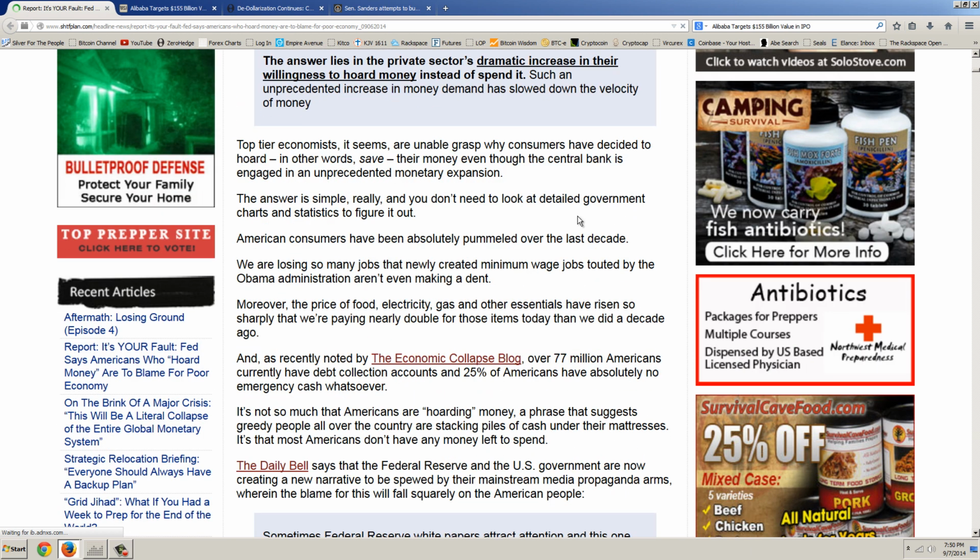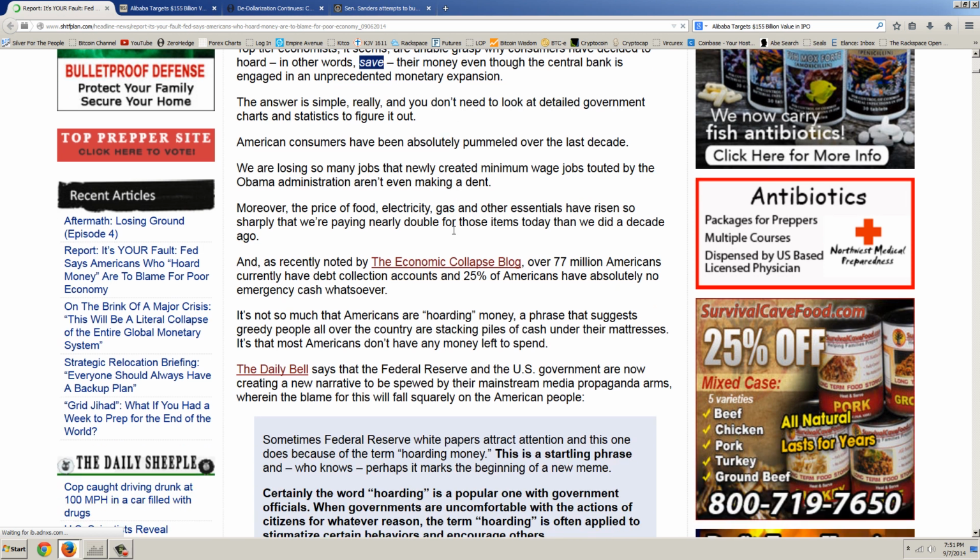Top-tier economists, it seems, are unable to grasp why consumers have decided to hoard, in other words, save their money, even though the central bank is engaged in unprecedented monetary expansion. The answer is simple, really, and you don't need to look at detailed government charts and statistics to figure it out. American consumers have been absolutely pummeled over the last decade.